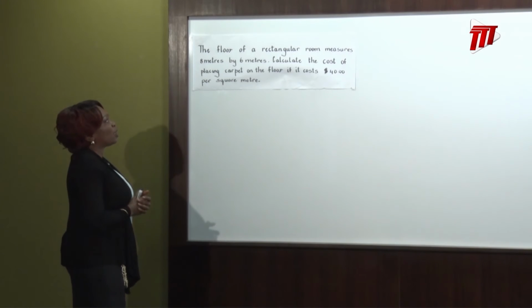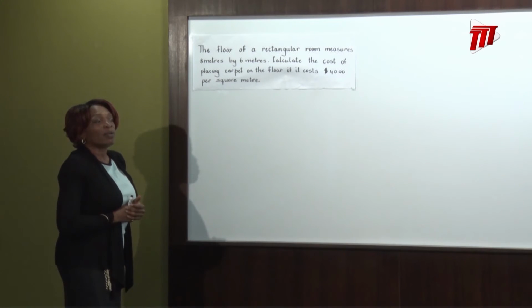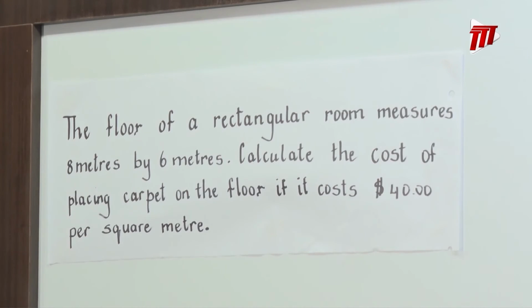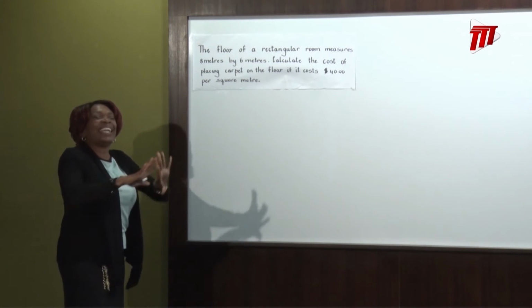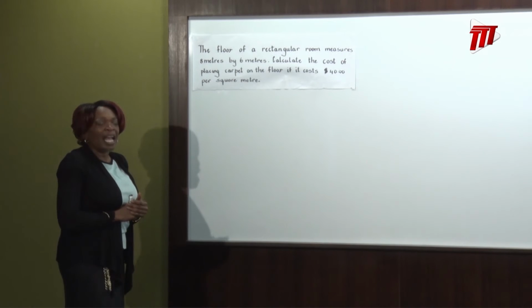Let's fill out the information. What is the length of the rectangular room? Because remember, it's a rectangular room, so you know we're looking at length and breadth. So the length will be 8 meters. What will be the breadth? 6 meters. Are you seeing that, children? Wonderful. You must first find what? The area of the room. Are you seeing that, children? And then we move on.